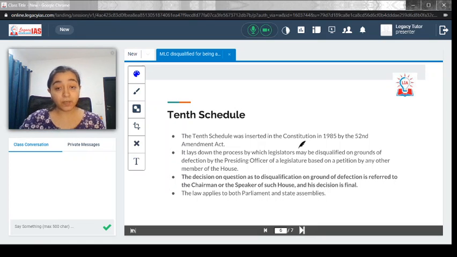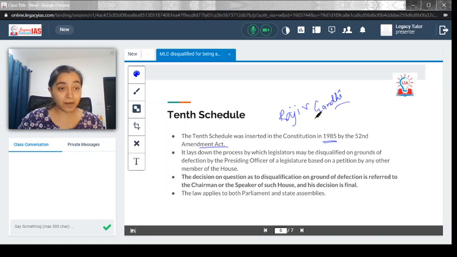So the 10th Schedule was inserted in the Constitution in 1985 by the 52nd Amendment Act. So what happened during the time of the 1985 Rajiv Gandhi government? It was found that many people were changing party in order to get more remunerative posts. So there was this major dialogue, like "Aya Ram Gaya Ram". He actually changed party within hours.